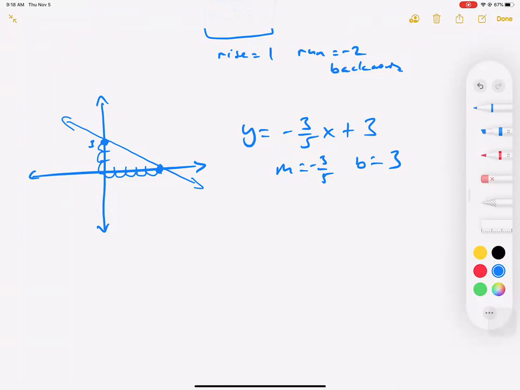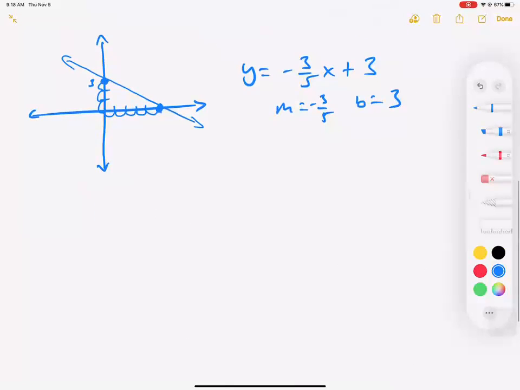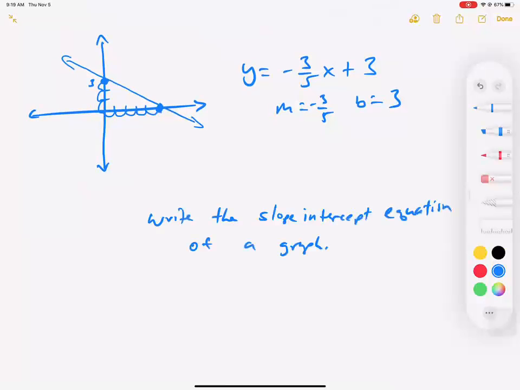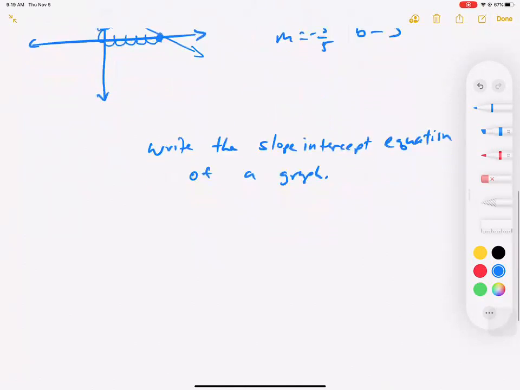Now, today's skill is to work backwards, and it's really not that hard of a skill. I want you guys to write the slope-intercept form equation of a graph. So we're going to look at the graph, and we're going to go backwards and write the equation from it.